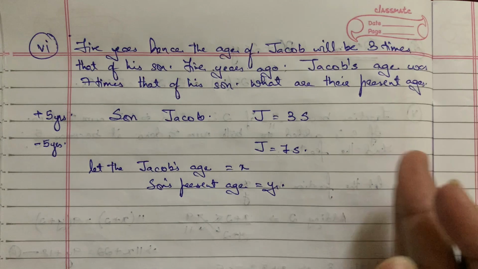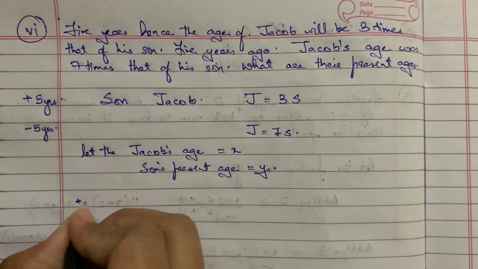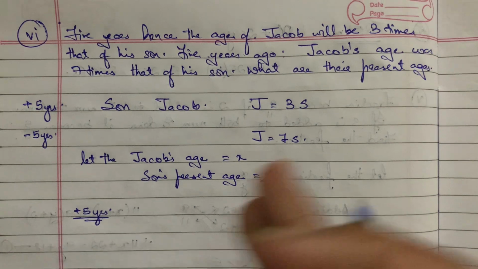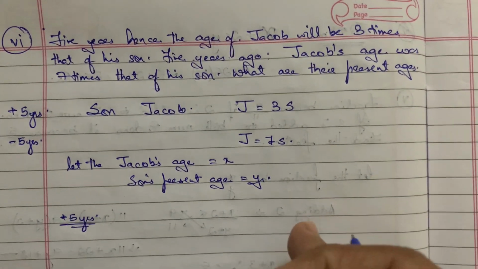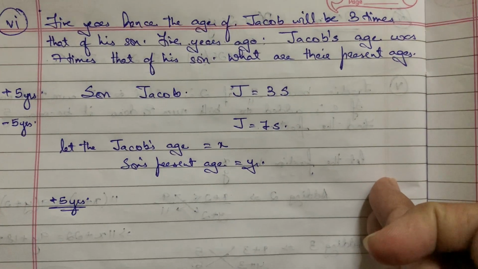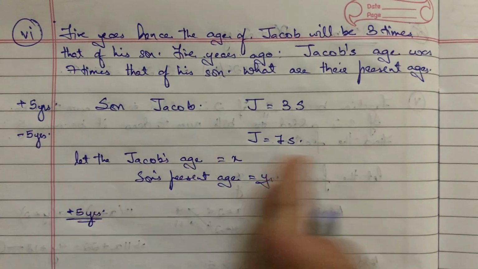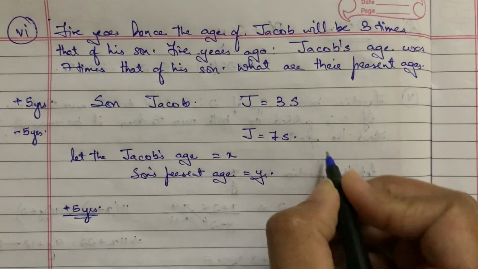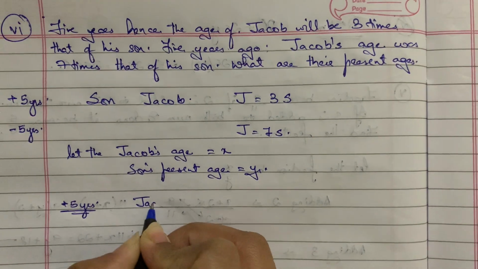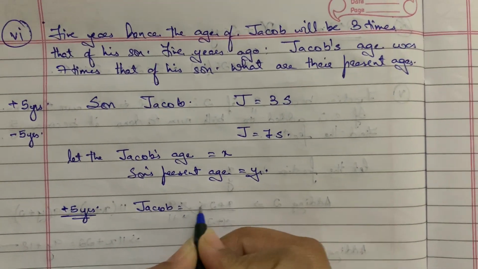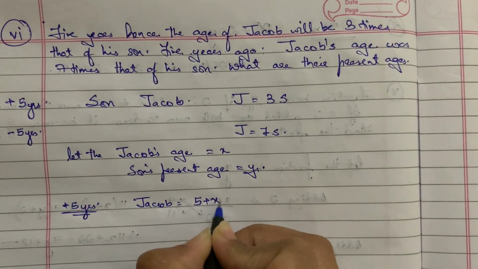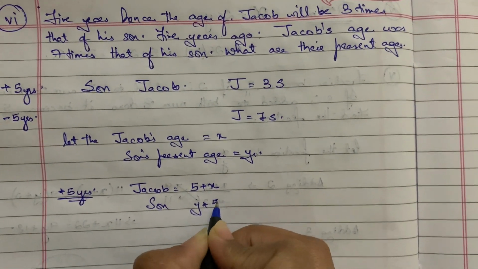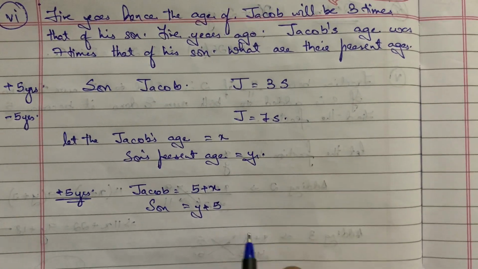Okay, so 5 years from now means whatever the current age is plus 5. If my age is 34 now, plus 5, it will be 39. So 5 years ahead means I am required to add 5 years to it. Jacob's age 5 years after will be 5 plus X, and the son is going to be Y plus 5.